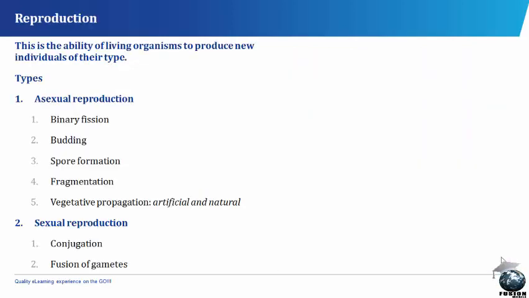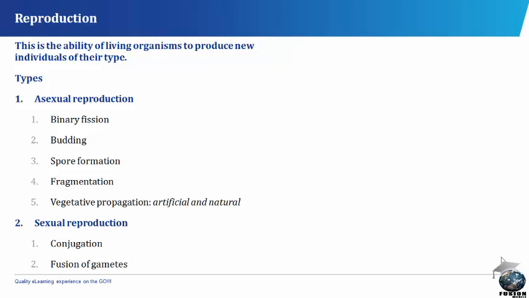Reproduction. This is the ability of living organisms to produce new individuals of their type. There are 2 types of reproduction: 1. Asexual reproduction and 2. Sexual reproduction. For asexual reproduction, we have the following: 1. Binary fission, 2. Budding, 3. Spore formation, 4. Fragmentation, 5. Vegetative propagation, that is artificial and natural.